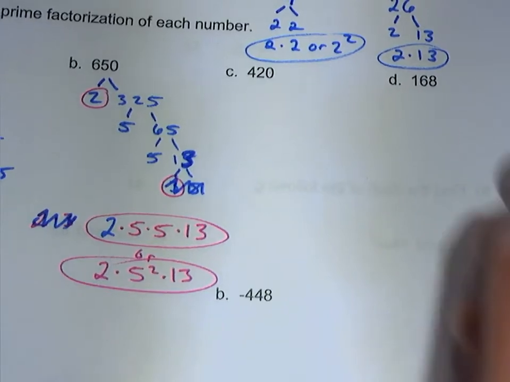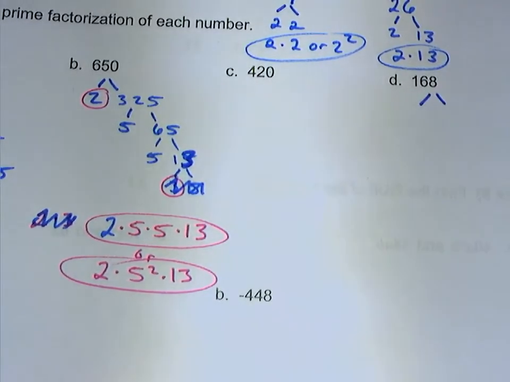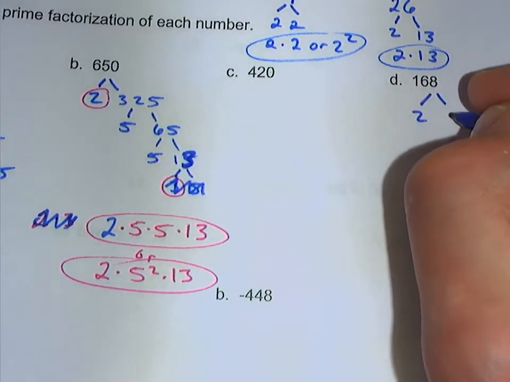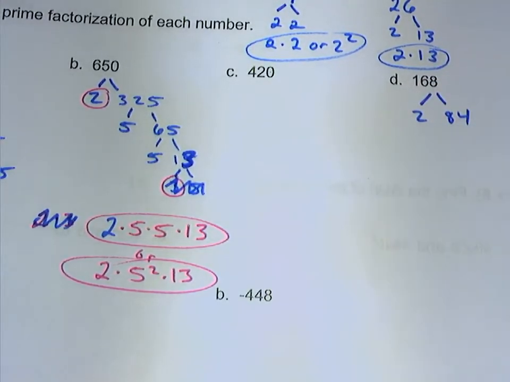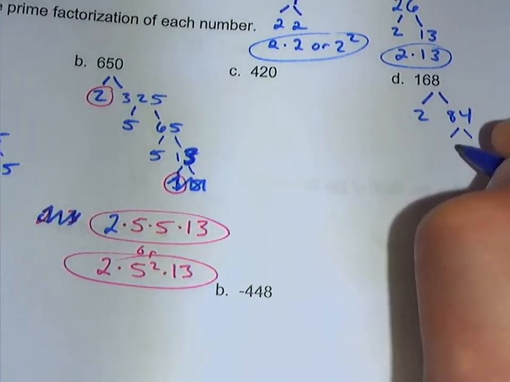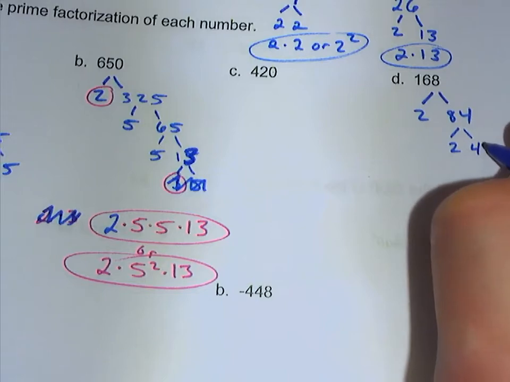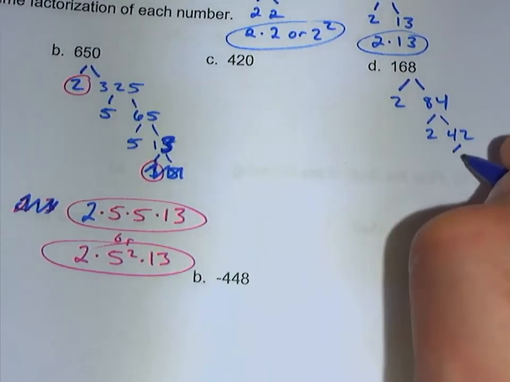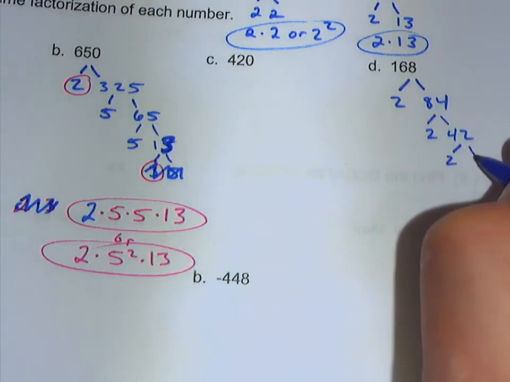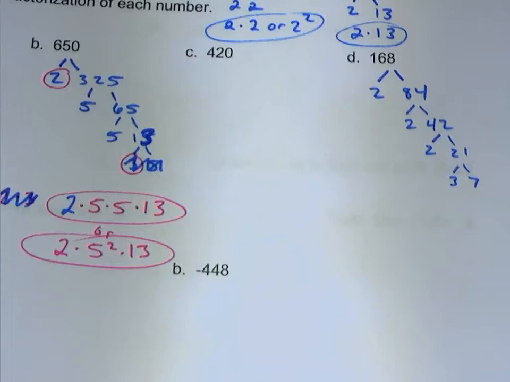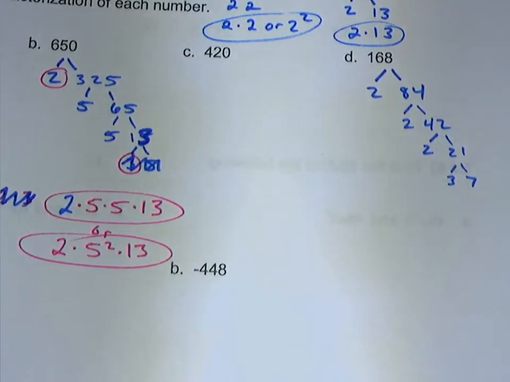Kai, you got 168. How'd you break it down, Kai? Divide by 2. So what's that? 84. Okay. And then you broke it down how? Okay, so that's 42. And then what? That's 2 and 21. And then what, 3 and 7? You guys good with that?